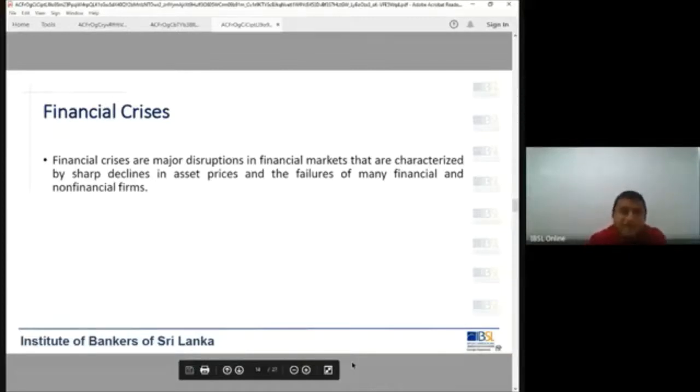Financial crises are major disruptions in financial markets. Major disruptions. You know what financial markets are, right? There are days where financial markets have not functioned at all. So-called Black Fridays, right? There are periods like that. So when a financial crisis happens, the markets basically get disrupted. And this disruption is also characterized by a sharp decline in asset prices and the failures of many financial and non-financial firms.